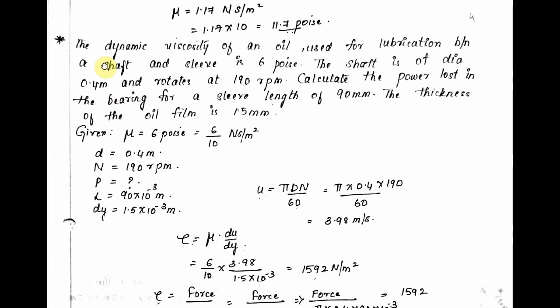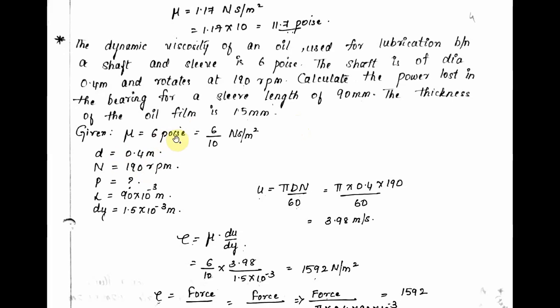Similarly, the next problem: the dynamic viscosity of an oil used for lubricating between a shaft and the sleeve is 6 poise. The shaft is of diameter 0.4 meters and rotates at 190 rpm. Calculate the power lost in the bearing for a sleeve length of 90 mm. The thickness of the oil film is 1.5 mm.